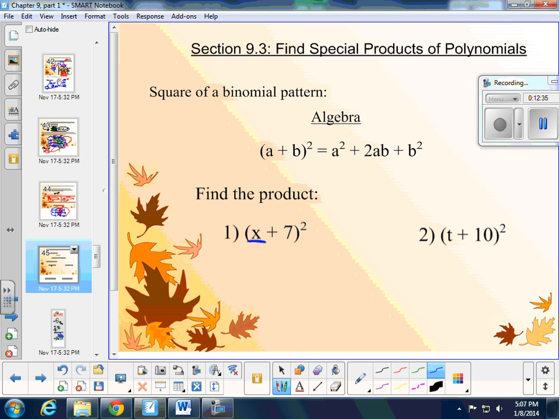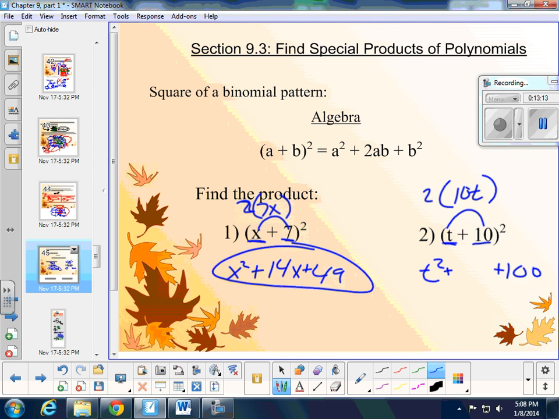Using the pattern here. End of the problem here. And then t times 10 gives me 10t, and I'm going to get 2 of those. So 2 times 10t gives me 20t. And there's my formula.